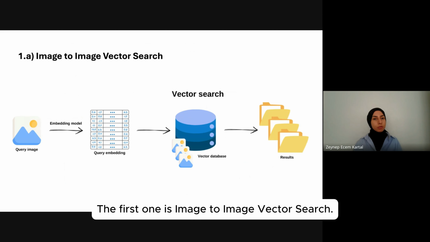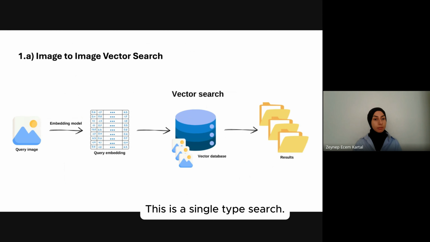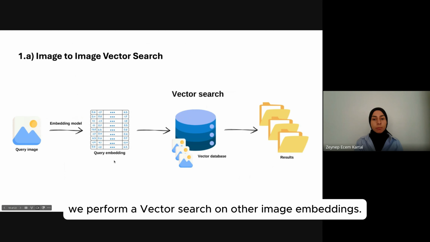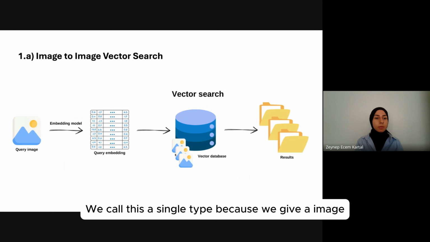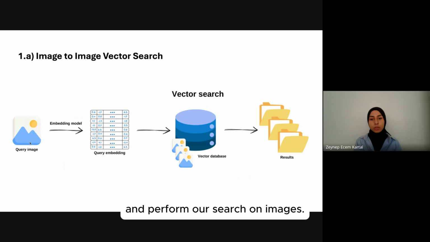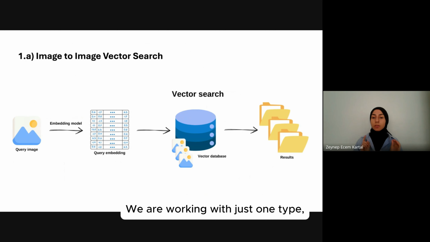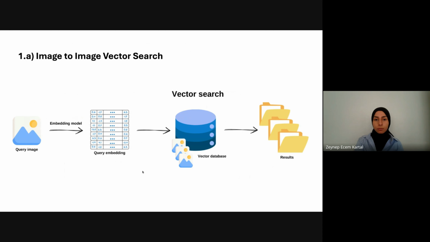The first one is image-to-image vector search. This is a single type search. Here, after embedding our query image, we perform a vector search on other image embeddings. We call this a single type because we give image and perform our search on images, or we give text and perform our query on text embeddings. We're working with just one type, so we call them single type search.